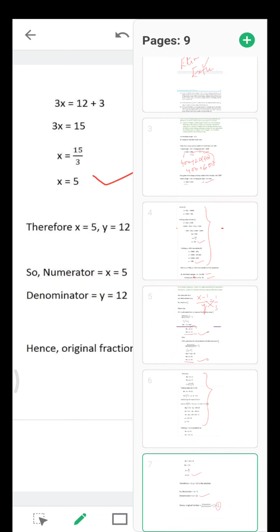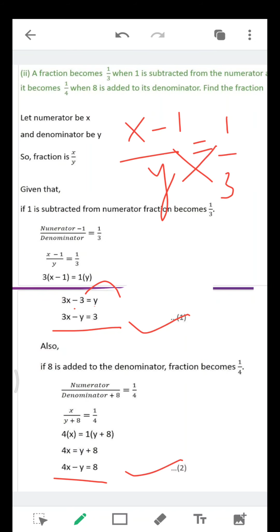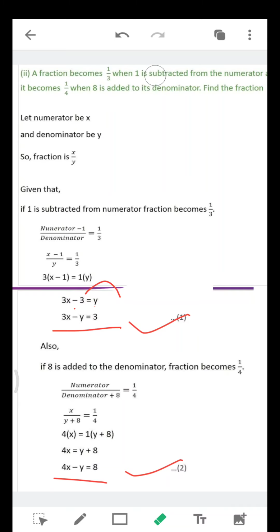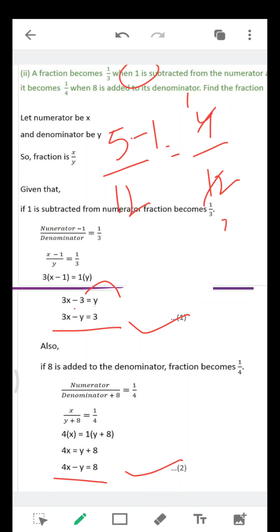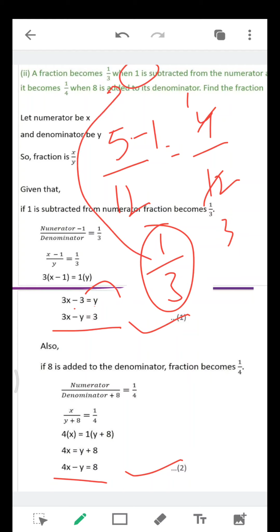Going back to the question, 5 by 12 is our fraction. Let's check what happens if we apply those conditions. Subtracting 1 from the numerator, 5 minus 1 by 12, it becomes 4 by 12. If you simplify, 4 1 times 4, 4 3 times 12, we get 1 by 3. So our answer is correct. This way you can check your answer by substituting in the given conditions.